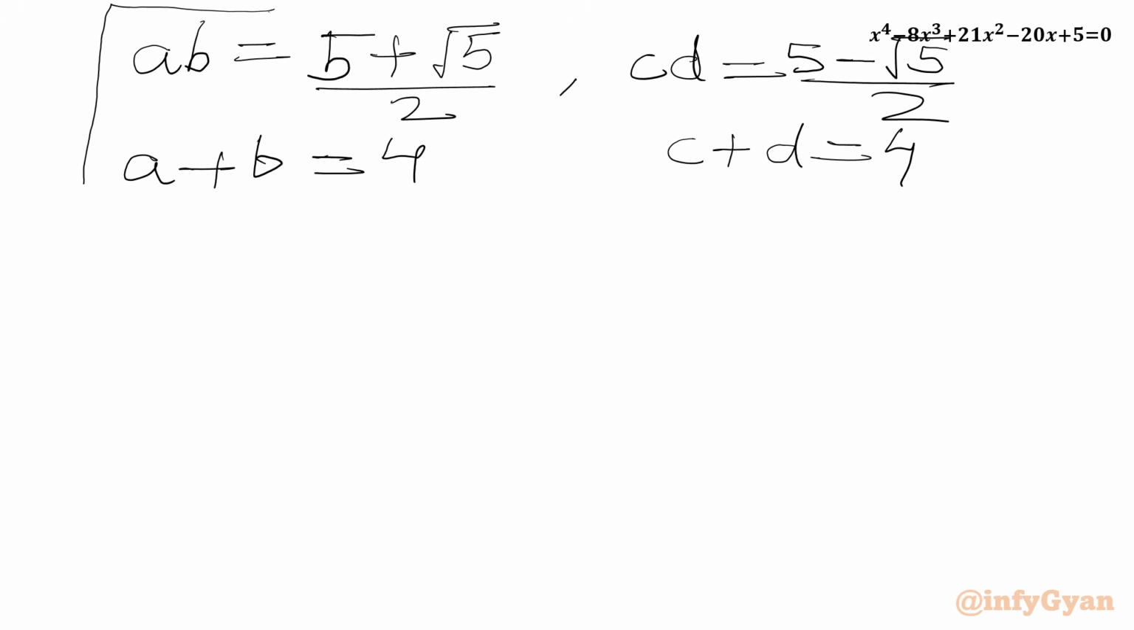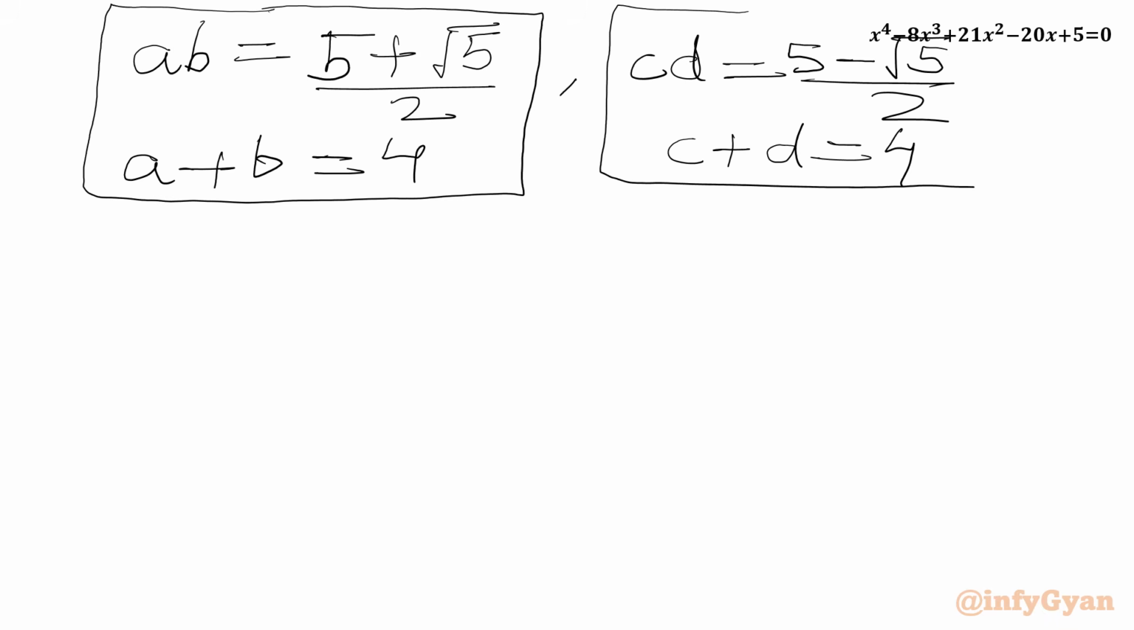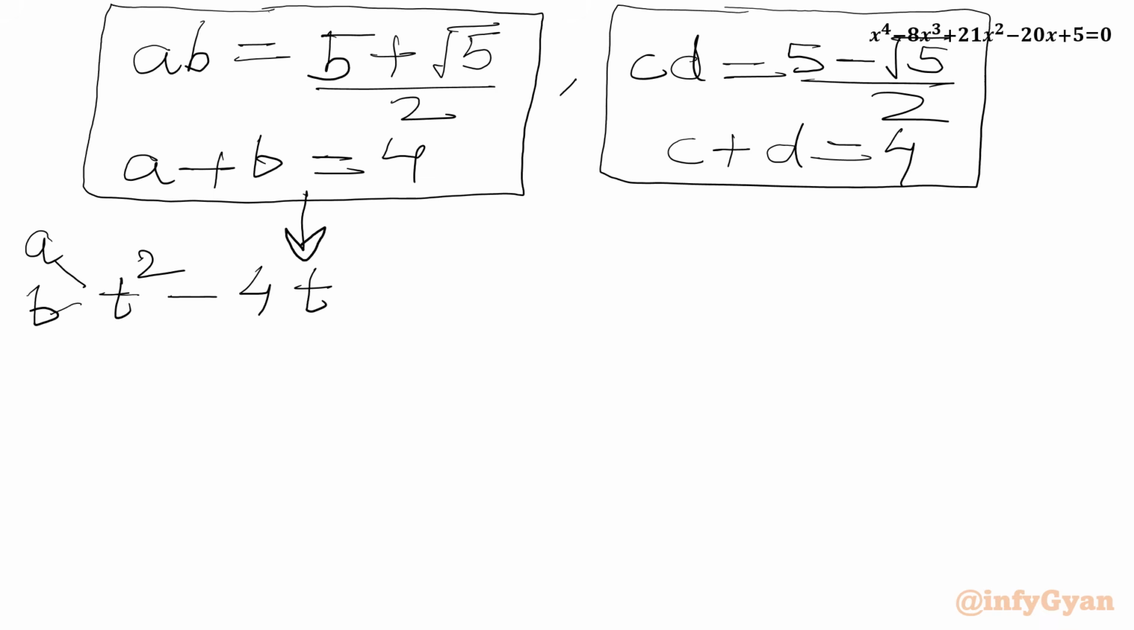Now we have system number 1. Here we will write system number 2. Again we will consider one quadratic equation, suppose in variable t, whose roots are a and b. So we will write t square minus sum of roots, so we will write 4t, plus product of roots ab, so we will write here (5 plus root 5) over 2 equal to 0.